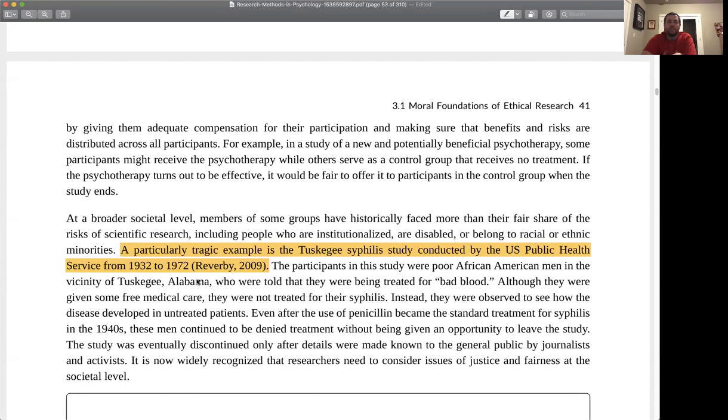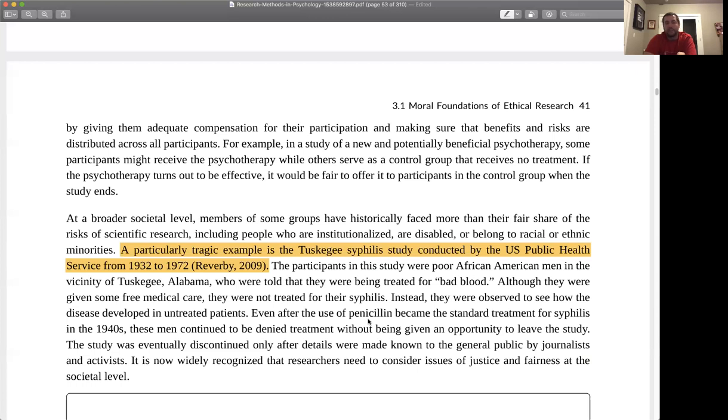But what would happen is that penicillin became the standard use to treat syphilis in the 1940s. So in the 1940s, it was discovered that penicillin actually treats syphilis very well. So there's really no point in studying the effects of syphilis anymore, since we now have essentially a cure for it. But the study went on for 30-ish years before it finally came to a stop.